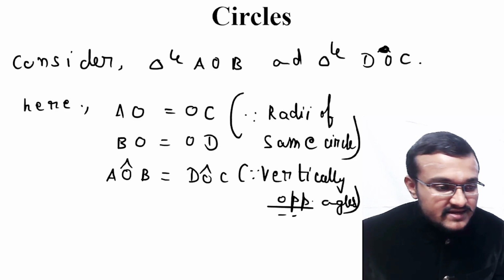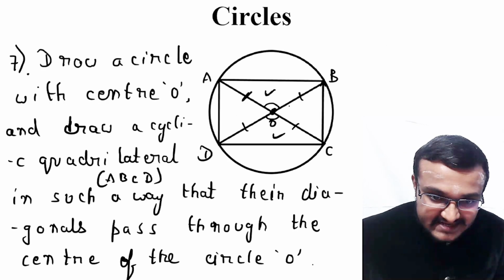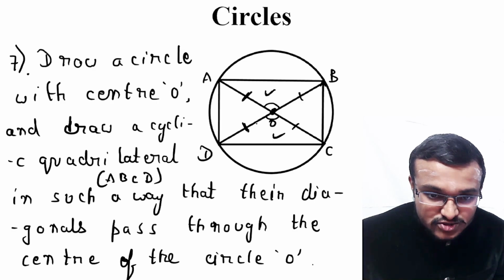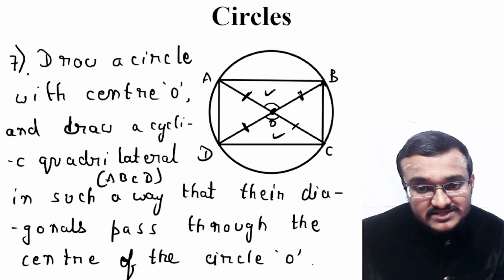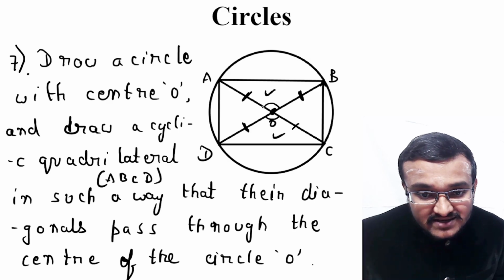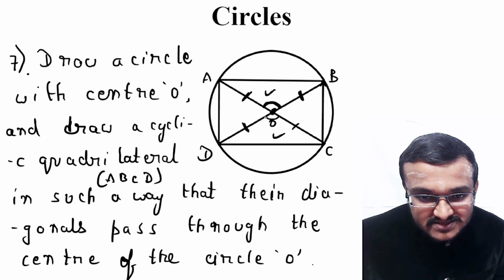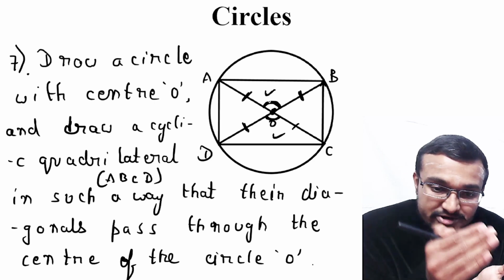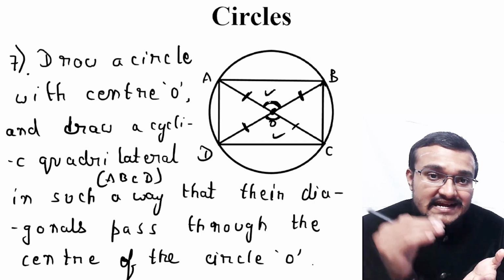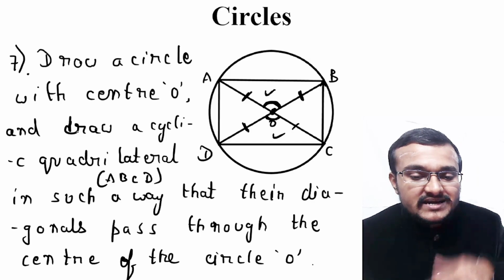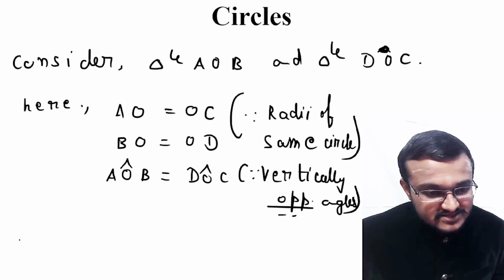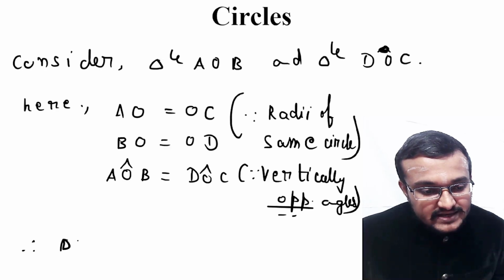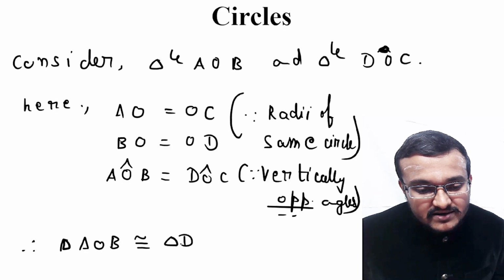So here you can see in this diagram that two sides of these two triangles are equal, and the angle between these two sides in AOB and the angle between these two sides in DOC are also equal. So according to SAS, the side angle side postulate, triangle AOB is congruent with triangle DOC.